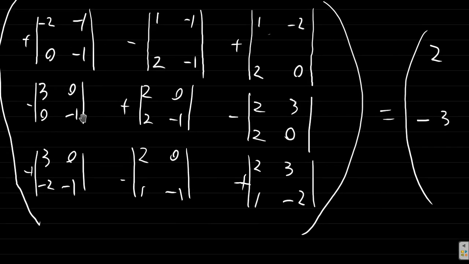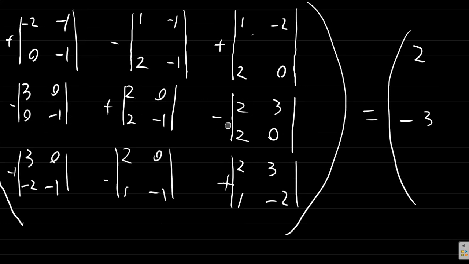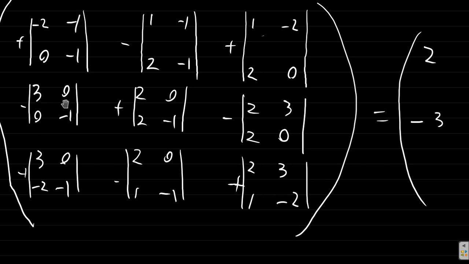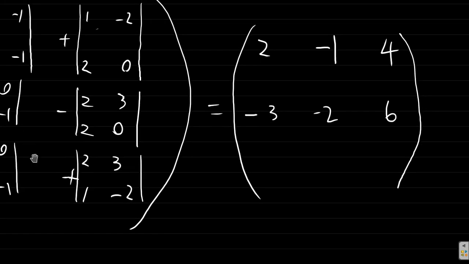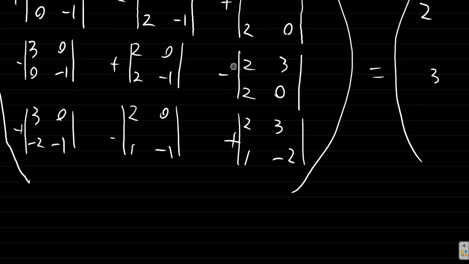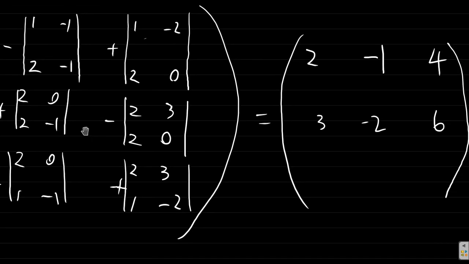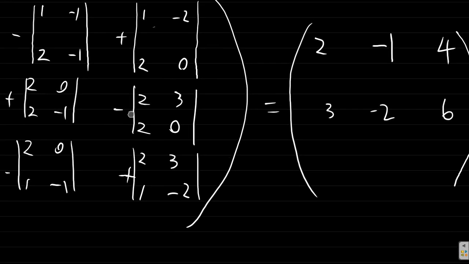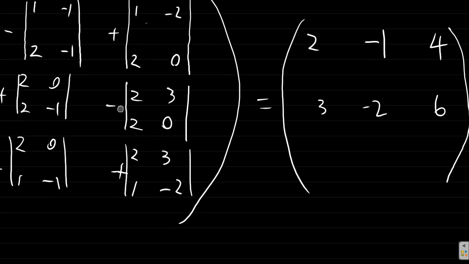Negative 3 minus 0. Hold on. 3 by negative 1 would be a negative 3. So it's negative negative 3. Plus minus plus minus. Yeah, this should be a positive 3. So it should be a positive 3. Right? Once you have the time, it's good to look over these things.